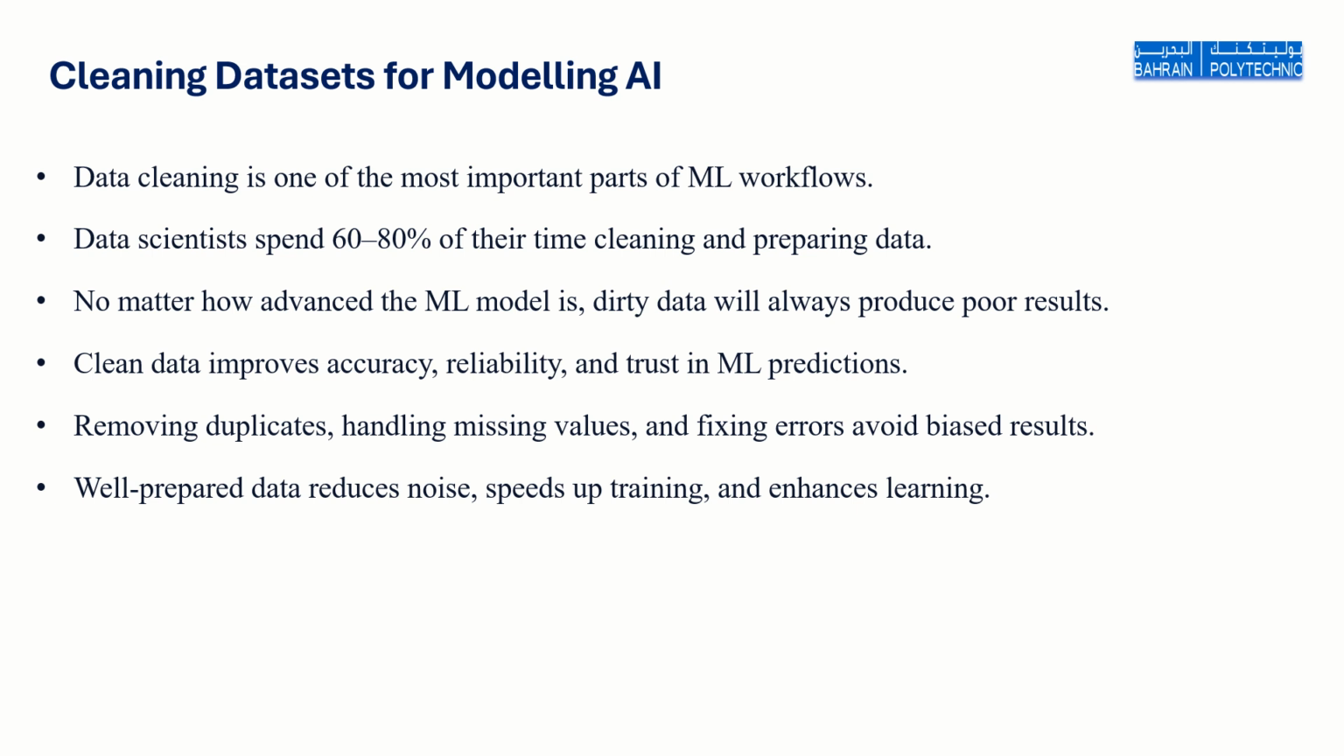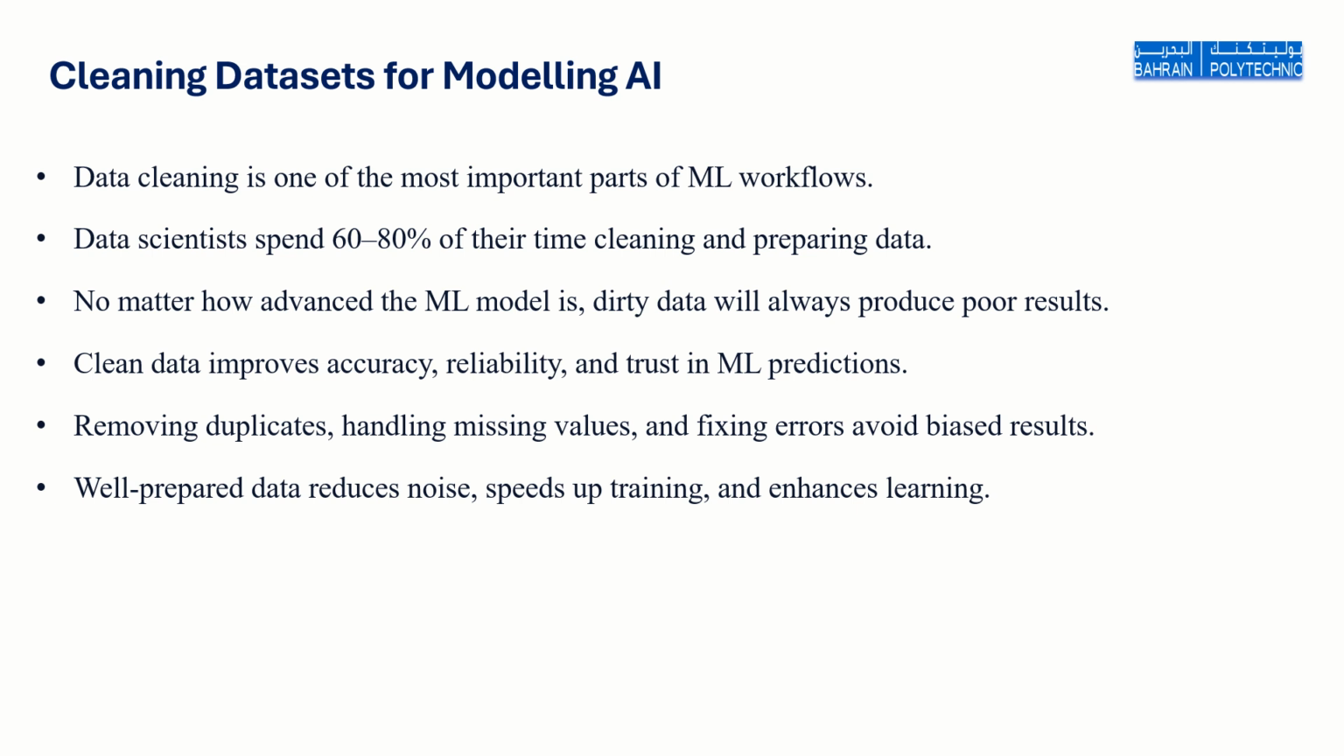In this cleaning we need to remove the duplicates, we need to handle the missing data, and we have to fix the human errors or other errors, such as those given by sensor data. All those errors should be avoided. Why? Because we don't want any biased results, right? Our aim is to remove biased results and get better accuracy, and the model that we are building should have good reliability. We should be able to rely upon the model that we build, and trust the predictions given by the ML models that we create.